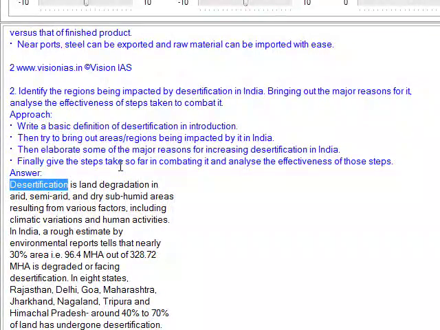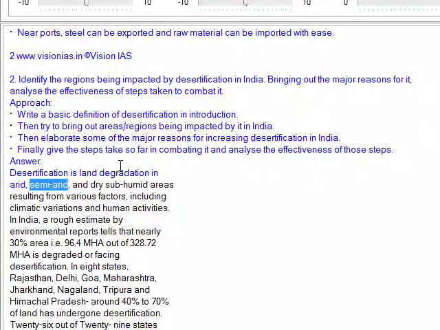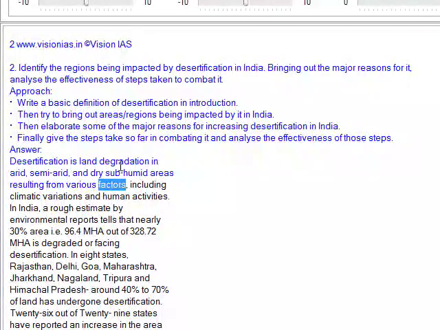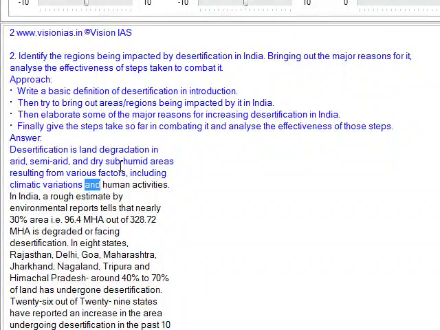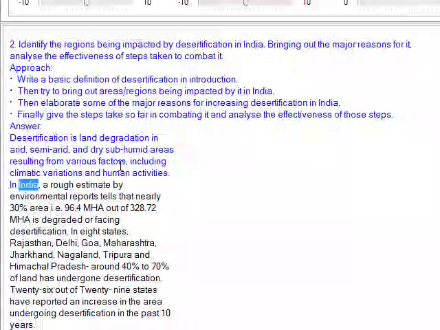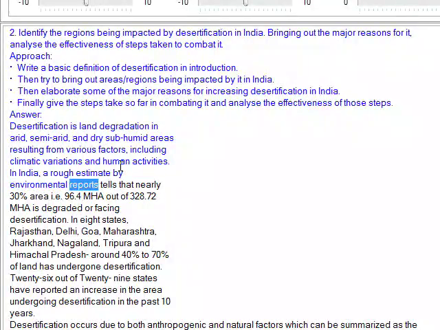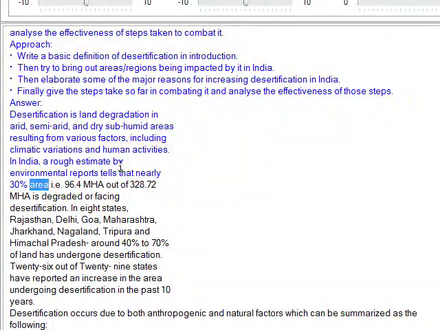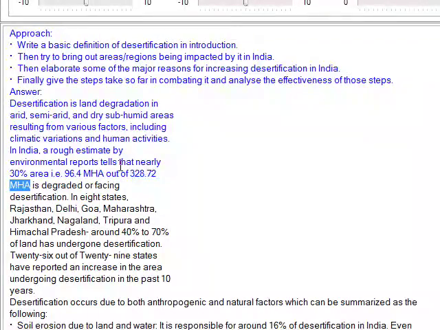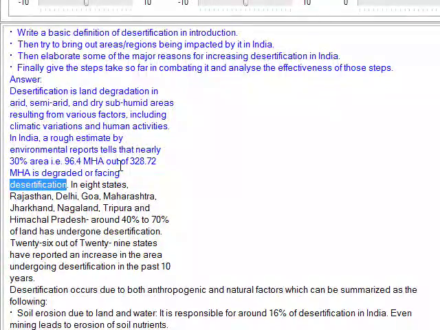Answer. Desertification is land degradation in arid, semi-arid, and dry sub-humid areas resulting from various factors, including climatic variations and human activities. In India, a rough estimate by environmental reports tells that nearly 30% area, i.e. 96.4 MHA out of 328.7 MHA, is degraded or facing desertification.